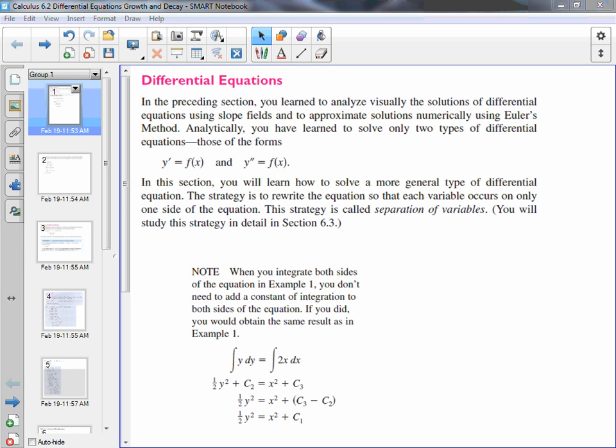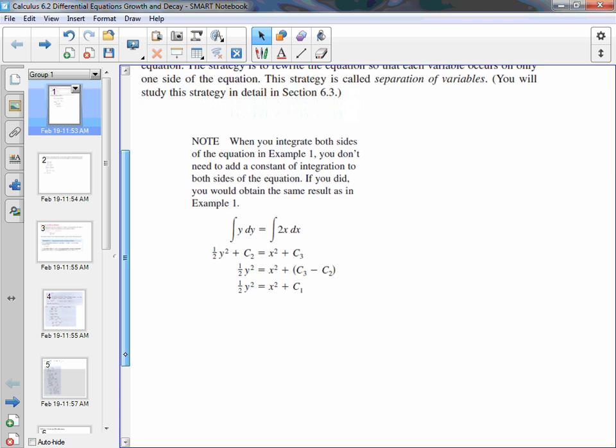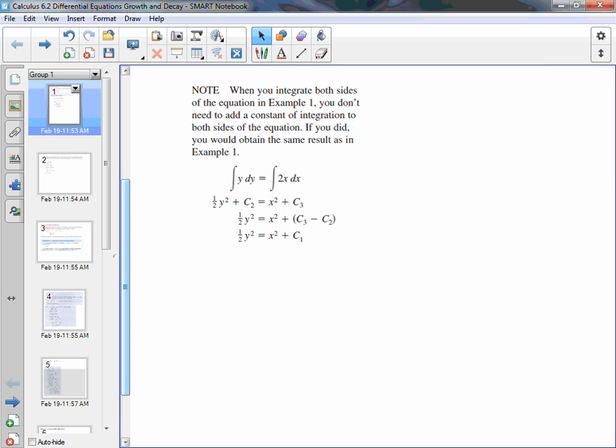You put the y's and the dy on one side, you put the x and the dx on the other side, or maybe it's t's and dt's, whatever the independent variable is. Now, here's a note. When you integrate both sides of the equation in example 1, so if you look at example 1 in the book, the differential equation is y prime equals 2x over y. It says when you do this, you don't need to add a constant of integration to both sides of the equation. If you did, you would obtain the same result.